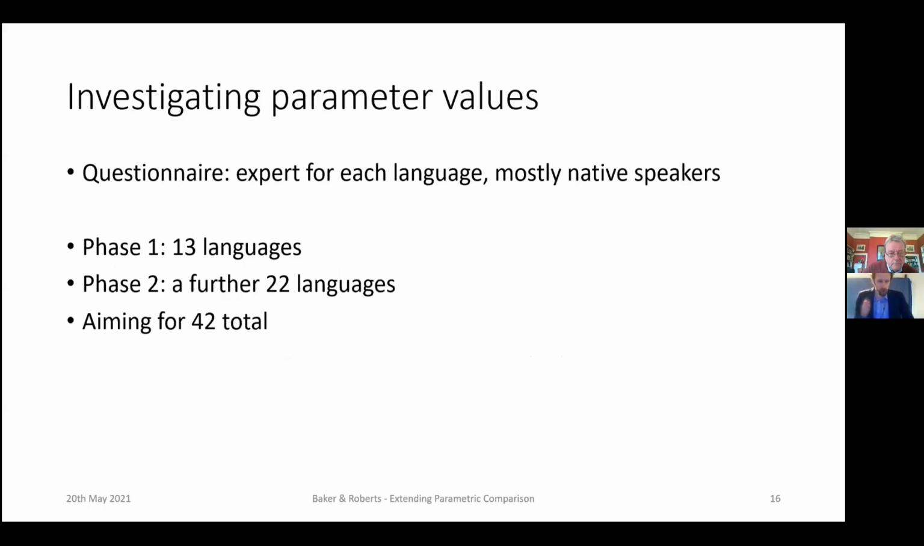In order to investigate the actual values for this parameter, then we put together a questionnaire which has been sent to experts for each of the languages we looked at so far. In general, these experts are native speakers. I think at least 1 or 2 of you are here today, so thank you very much for your help. It's been really appreciated. So the first phase was just to look at 13 languages, and it's the results of this first phase that we'll be reporting today. We're currently in the midst of the second phase, mostly completed now, looking at a further 22 languages, and we're aiming for a total of 42 within the next couple of months.